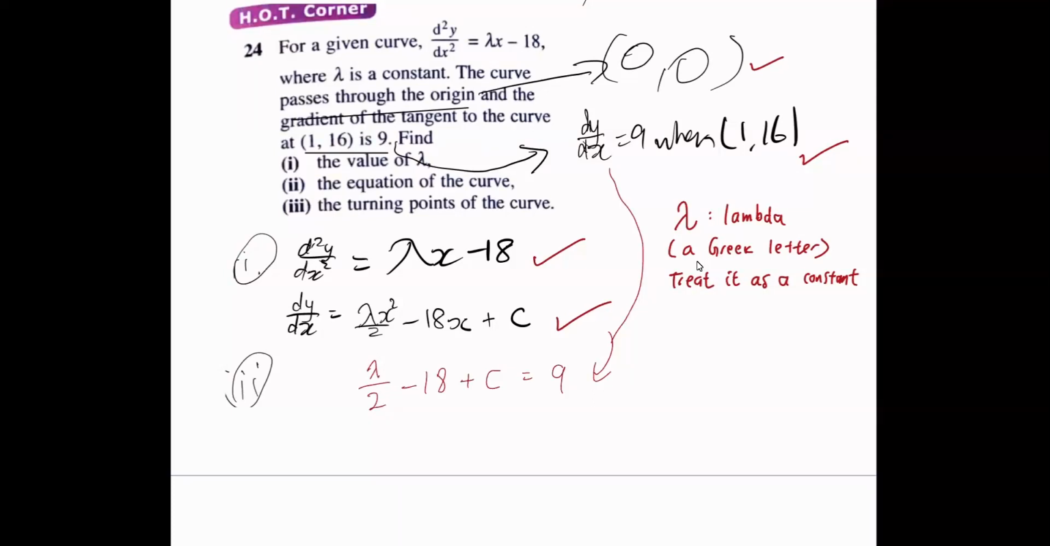Then how? Maybe we can call this equation 1. How many unknowns do you see? I see 2. So how many equations do you need to solve 2 unknowns? 2 equations, right? You only have 1. So that's when you need to find another equation. You already went from d2y to dy. Find y equal to just one more time. Integrate.